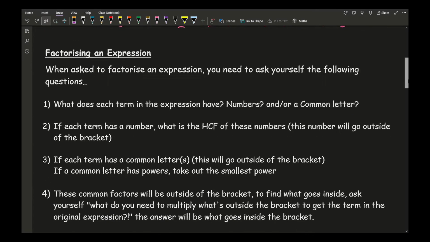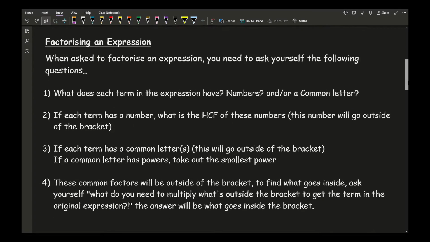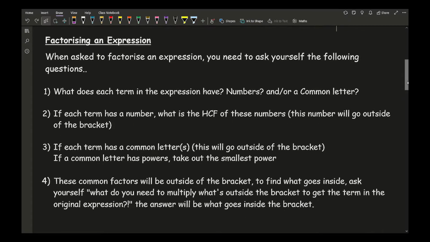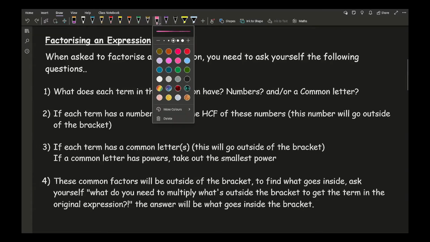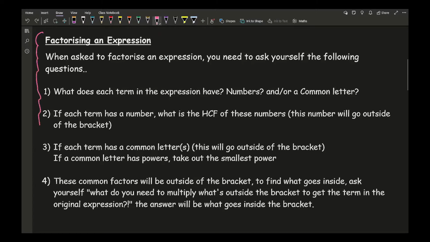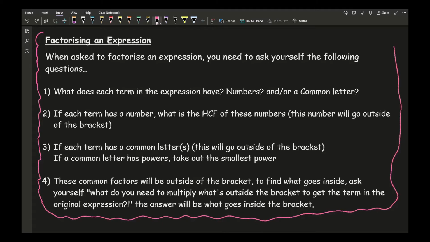So looking at the actual steps of how we factorise an expression. Now, although the method seems very complicated, these are questions that you need to ask yourself, and it's actually a lot simpler than what's put into words in terms of the steps. The methods will be different based on every single question, and some steps may be applicable more than others depending on the question.